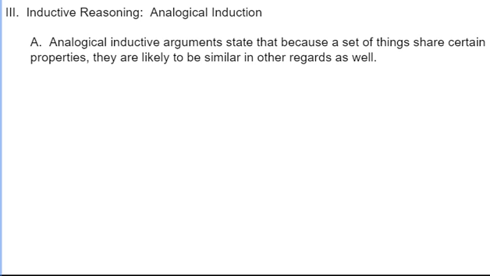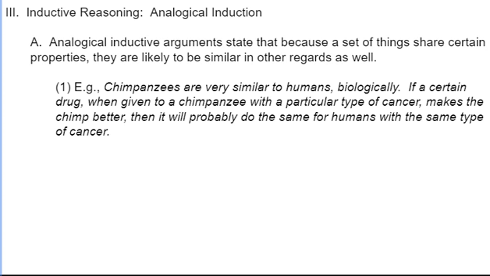Basically, analogical arguments say, well, here's a set of things that share all these properties, so they're likely to be similar in other regards as well. That's basically how those kinds of arguments work.